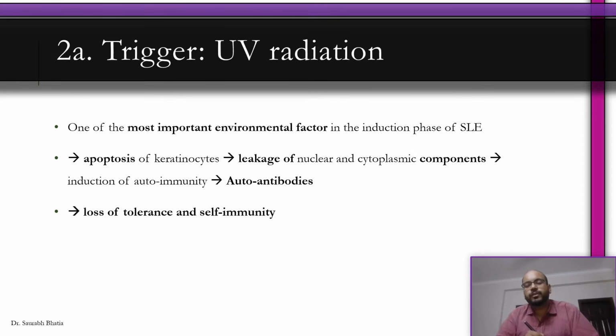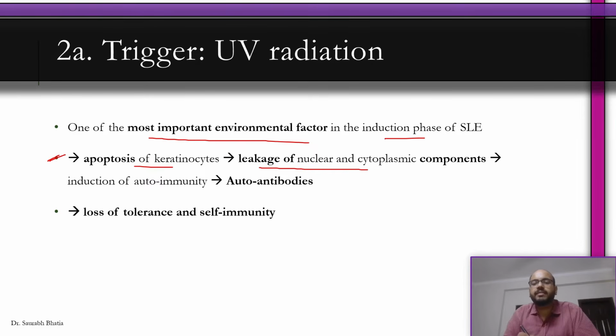So let's discuss UV radiation in detail. UV radiation is one of the most important environmental factors in the induction phase of SLE, the phase from which SLE starts. Now, UV radiation leads to apoptosis of keratinocytes, and when the cell undergoes apoptosis, there will be leakage of nuclear and cytoplasmic components into the circulation. When these components go into circulation, they can induce autoantibody formation. Normally, if a cell is destroyed or dies, the components released in circulation are rapidly cleared up by macrophages, T cells, and B cells.